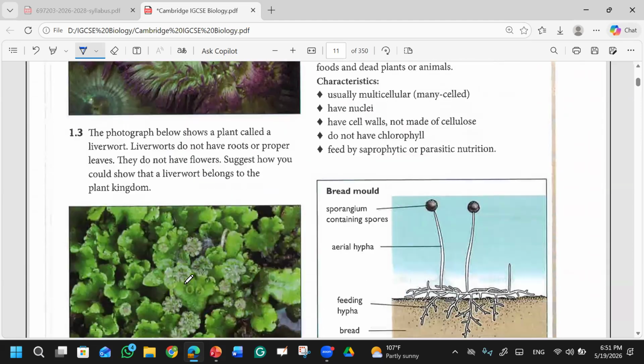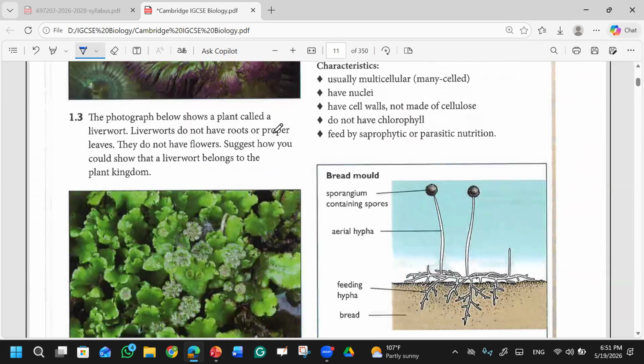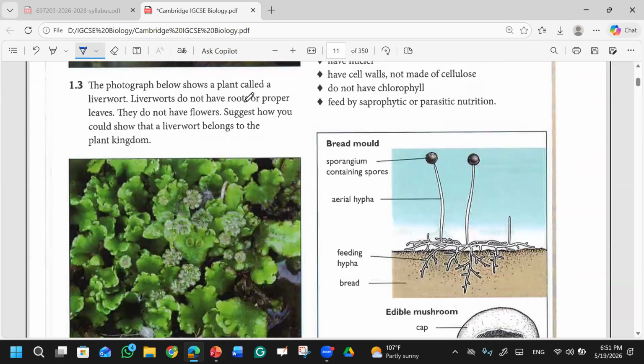Now the photograph below shows a plant called a liverwort. Liverworts do not have roots or proper leaves. They do not have flowers. Suggest how you could show that liverwort belongs to the plant kingdom. What are the things which you will look into the microscope to check whether it is a plant or whether it is an animal?